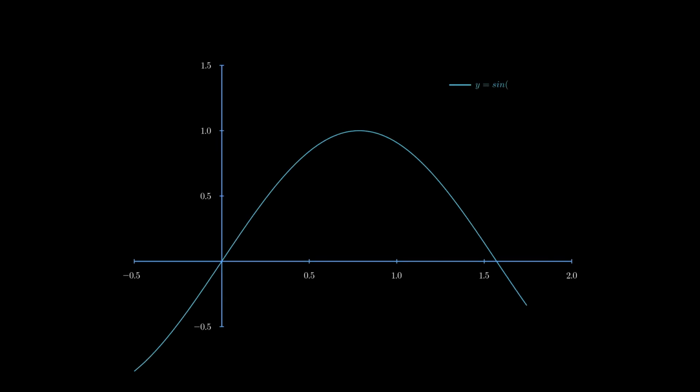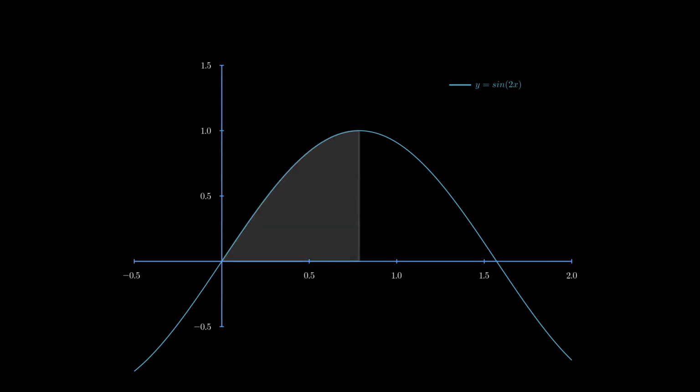First, we set up a coordinate plane. Here's the graph of our function, y equals sine of 2x. It's a wave that oscillates twice as fast as the standard sine curve. Our integral is asking for the area under this curve starting at x equals 0 and ending at x equals pi over 4. The claim is that this shaded area is exactly 1/2.